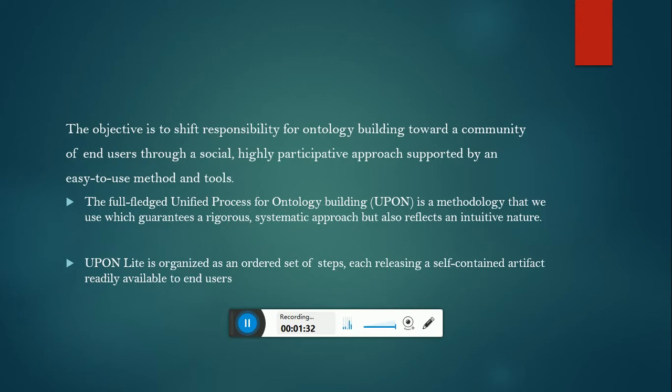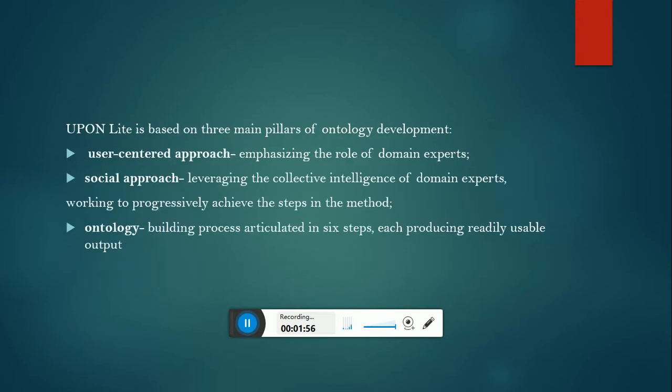I just talked about UPON, and it stands for Unified Process for Ontology Building, which is a methodology that we use which guarantees us a rigorous, systematic and also an intuitive nature. UPON Lite is organized as an ordered set of steps. It has 6 steps, each releasing self-contained artifacts readily available to end users. So let's discuss UPON Lite.